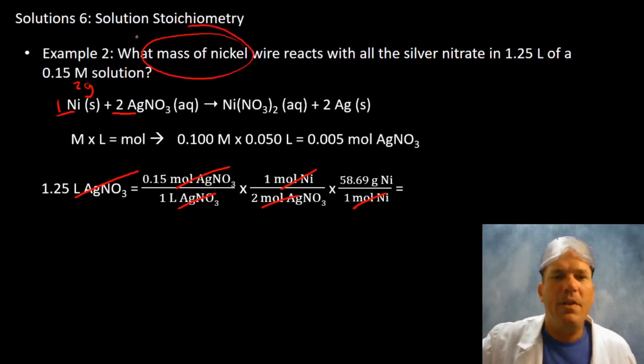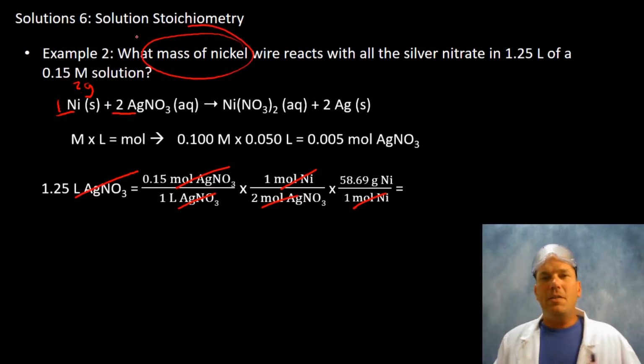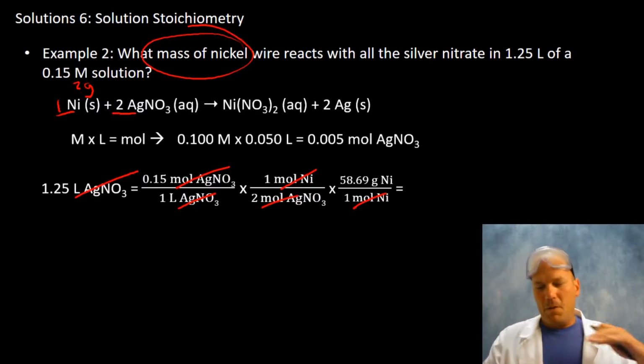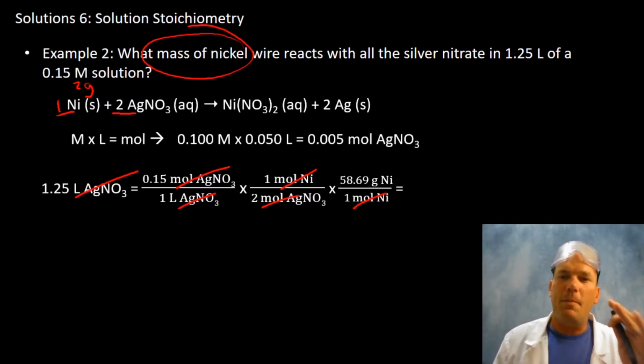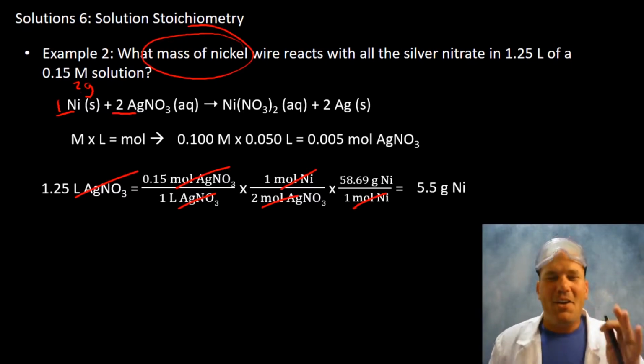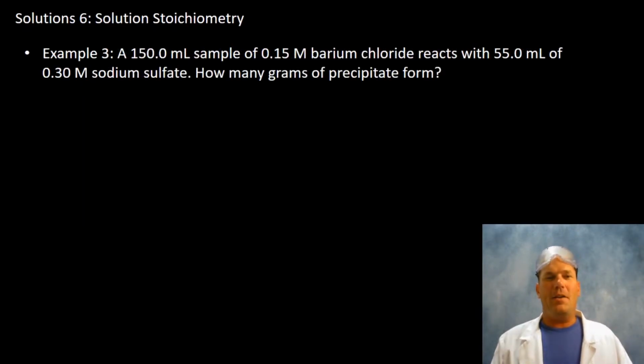What mass of nickel? Okay, so go ahead and pop this in the calculator. Multiply everything on top, divide by everything on the bottom, and your answer with 2 significant figures is 5.5 grams of nickel. Okay, feeling good about it.